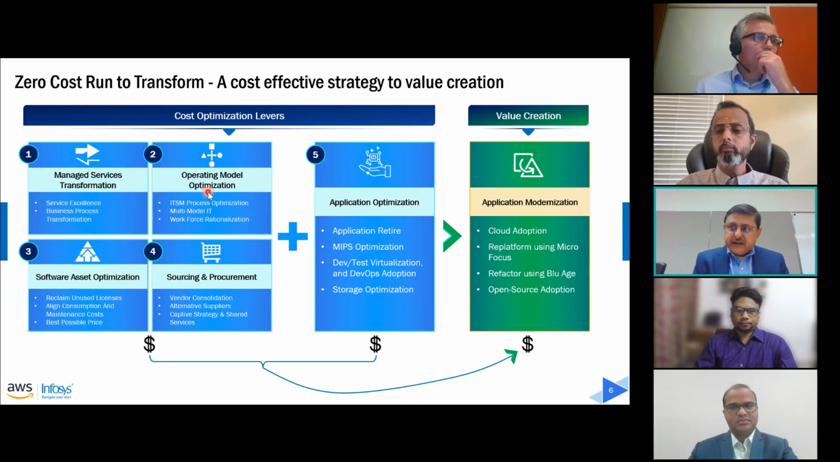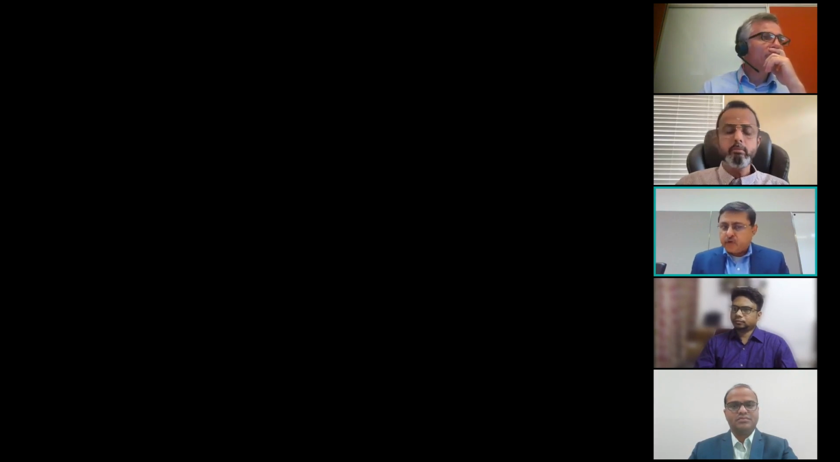The second lever is, can we use more automation? Can we use more AI to predict the next set of tickets that will come up, and can we auto remediate them? And therefore, can we also look at how we can improve the entire process part? So this is the second bit.